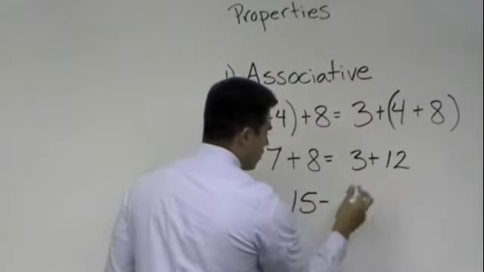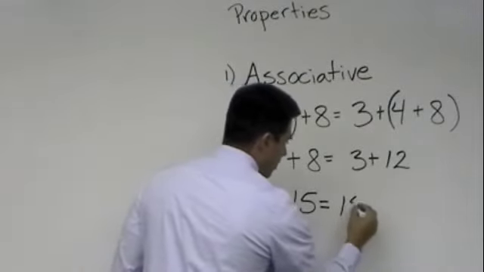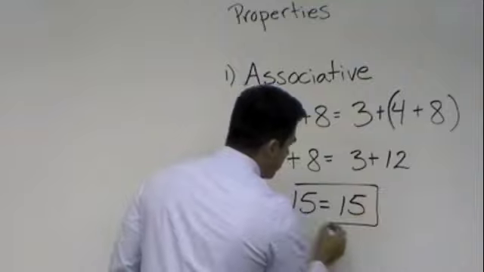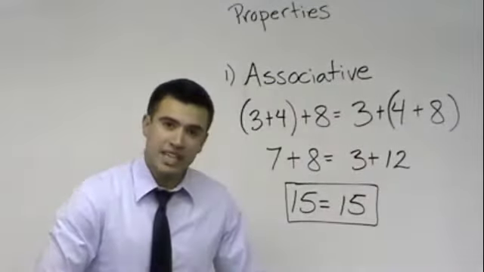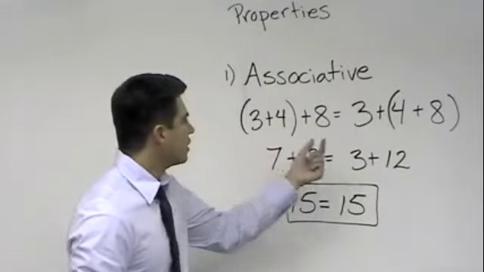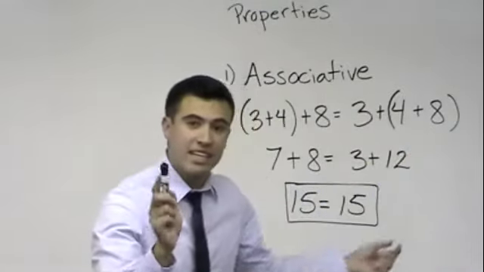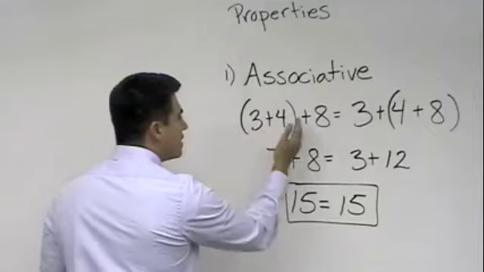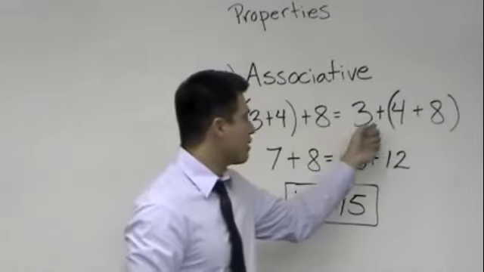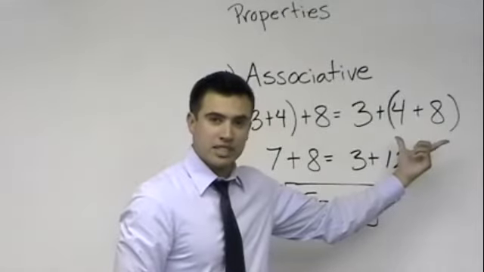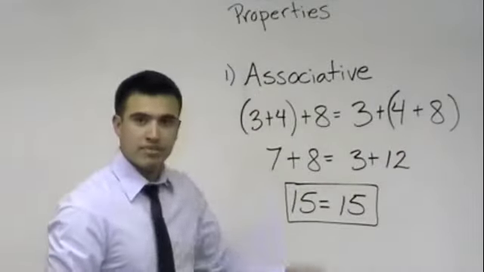What about 3 plus 12? 15. So we know that with the associative property of addition, the answers will be the same, even if 2 different numbers are talking to each other. But the key is you have to have the same numbers. 3, 4, and 8 are the same as 3, 4, and 8, but they're just in separate sets of parentheses.